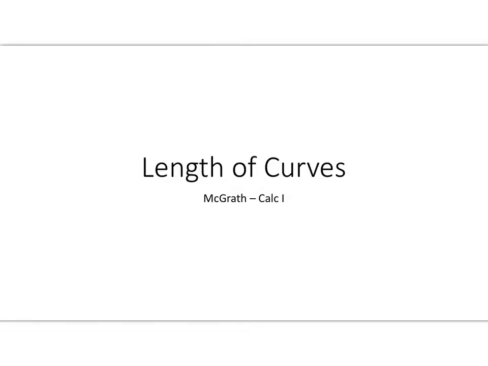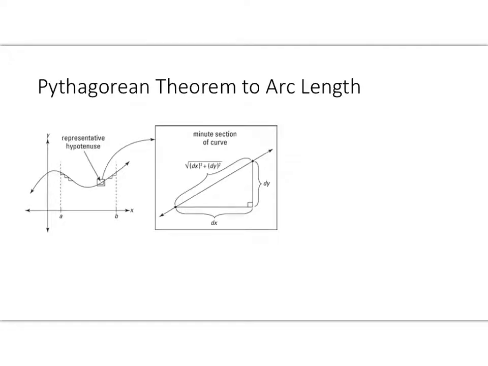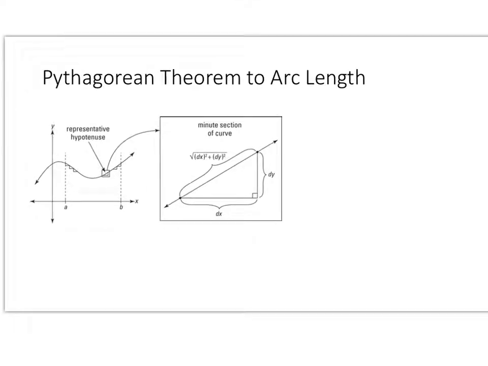In this video, we're going to use calculus to determine the length of curves. So if you remember when you worked with right triangles, we had the Pythagorean theorem. The Pythagorean theorem just says that the lengths of the two sides of a right triangle, when squared, their sum will equal the square of the length of the hypotenuse. So if here's my right triangle and I have side a, side b, hypotenuse c, the Pythagorean theorem is a squared plus b squared equals c squared.